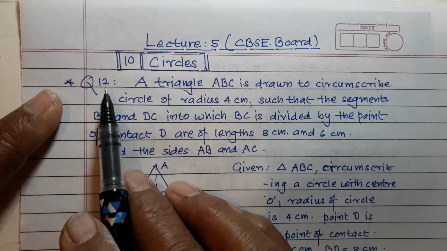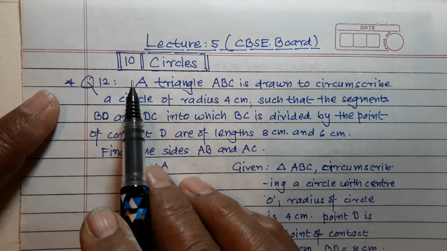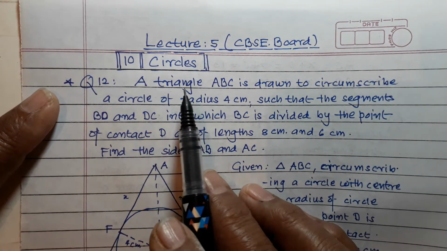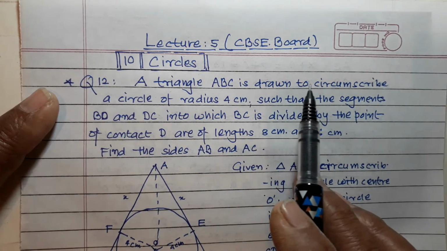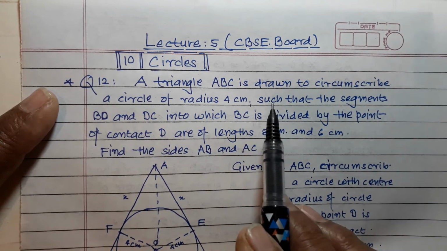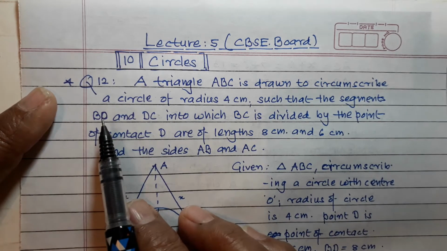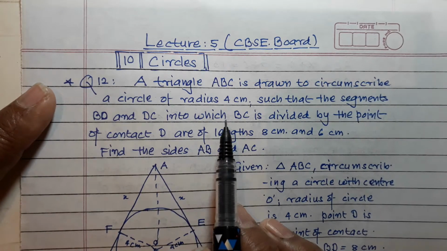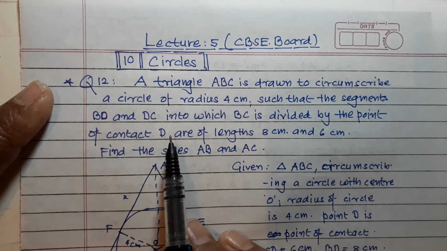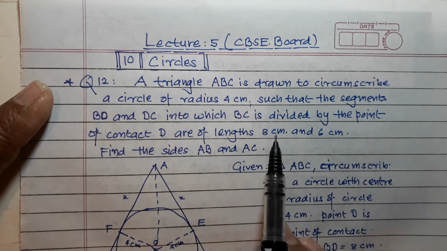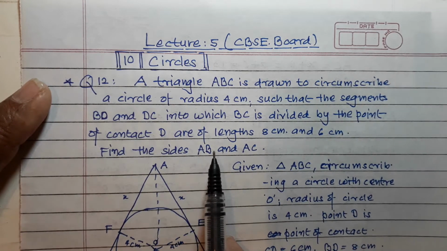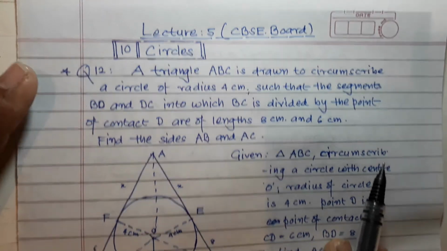Question number 12. Now, this is an important question. A triangle ABC is drawn to circumscribe a circle of radius 4 centimeter such that the segments BD and DC into which BC is divided by the point of contact D are of length 8 cm and 6 cm. Find the sides AB and AC.